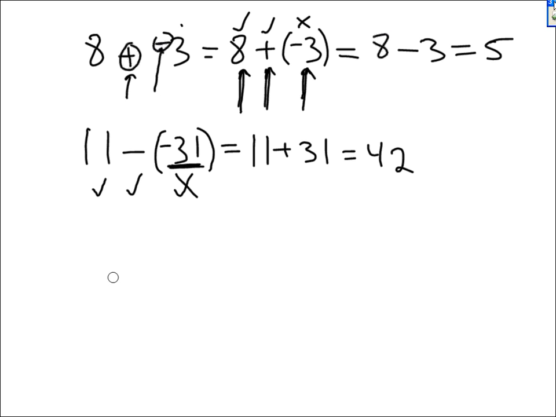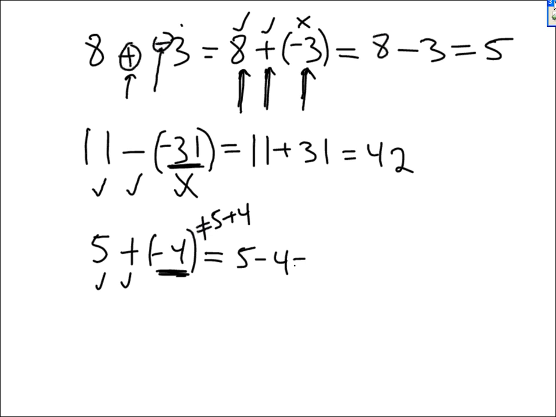Let's try some more. We're going to try 100 problems like these. 5 plus -4. Is it 5 plus 4? No, that's not 4. This is not 5 plus 4. So it must be 5 minus 4, which is 1. The problem above, it is not 11 minus 31. It's 11 plus 31. It's one or the other.